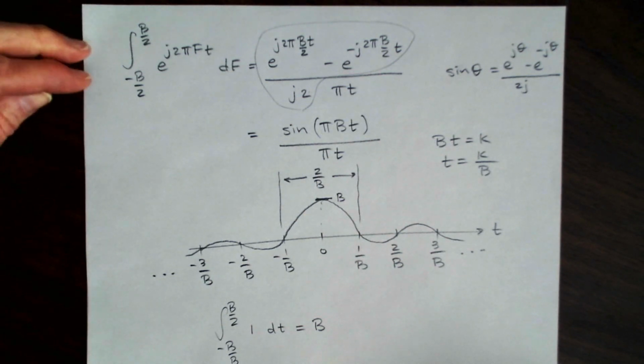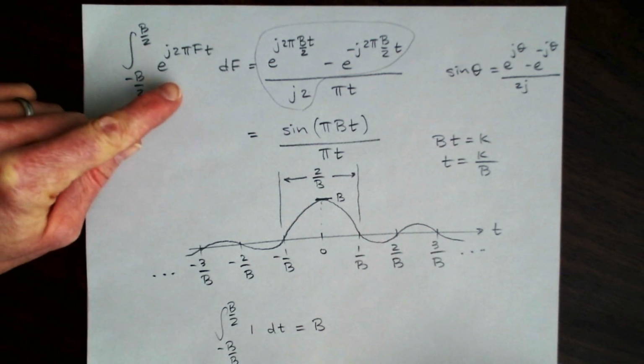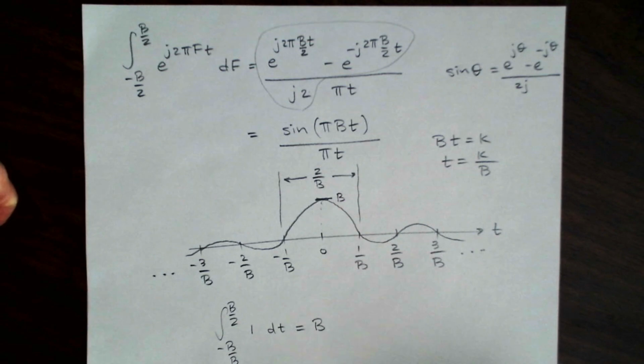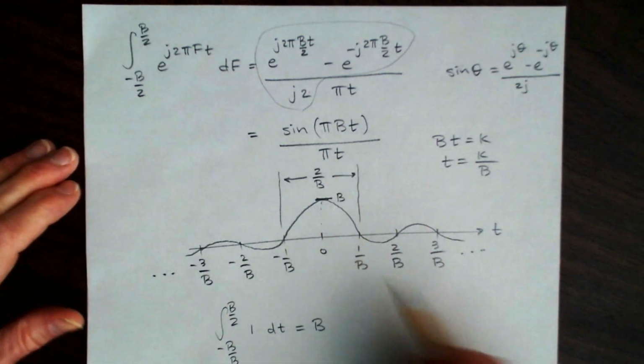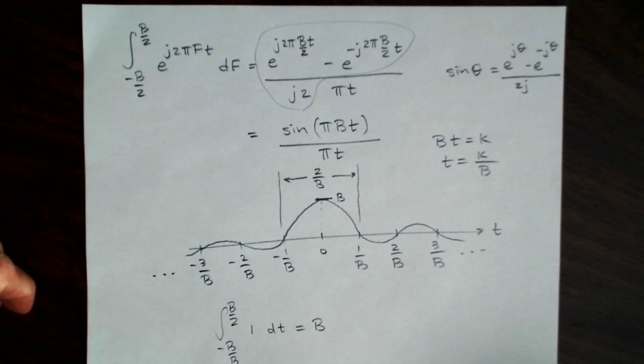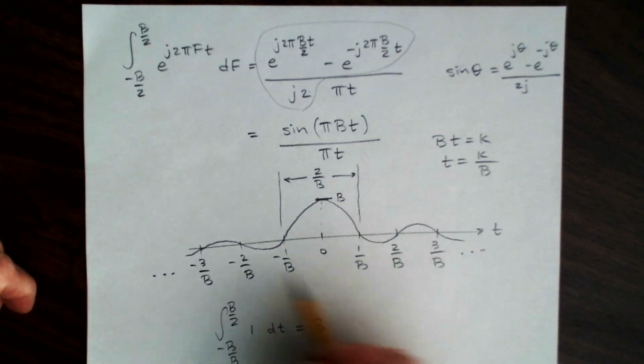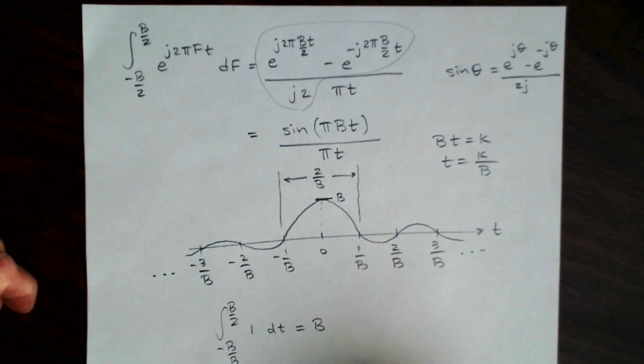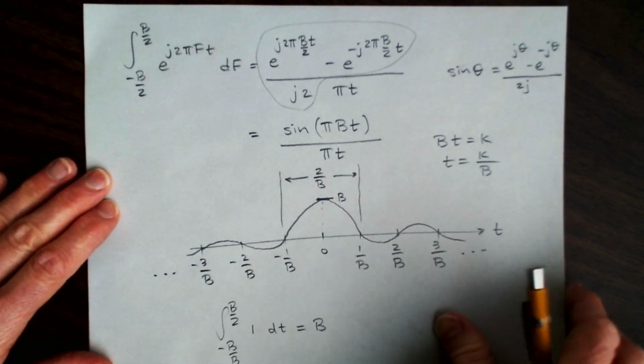Okay, so once again, in review, integrate a complex exponential over a symmetric interval. That gives us a sinc function, and we can make a quick sketch. We know where the zero crossings occur. We know what the amplitude at t equals 0 is, and so on. Okay, that's the first integral.